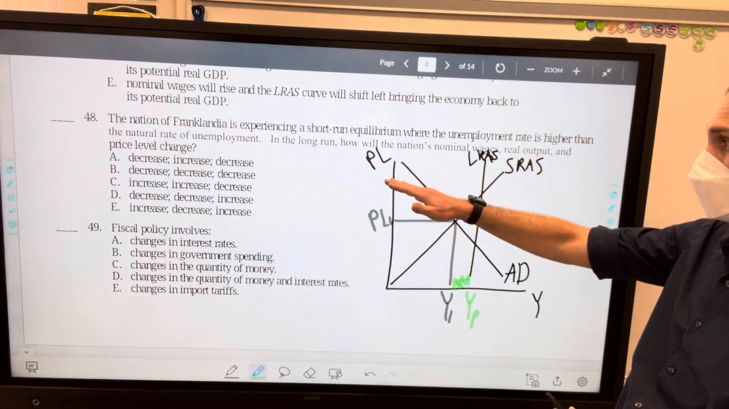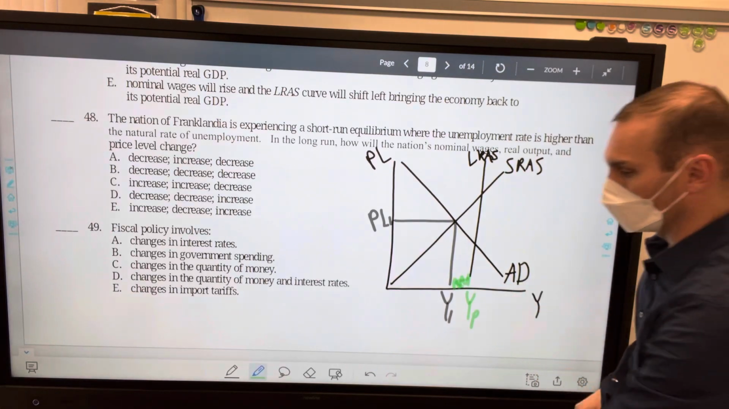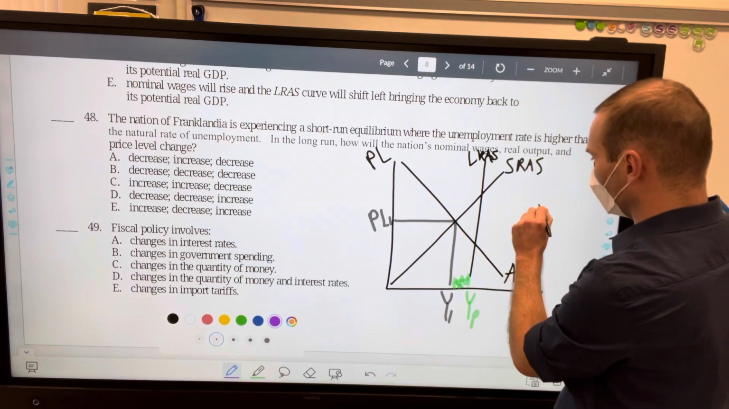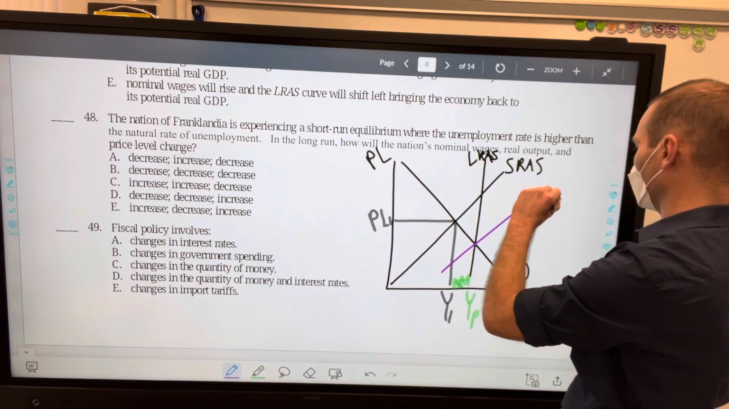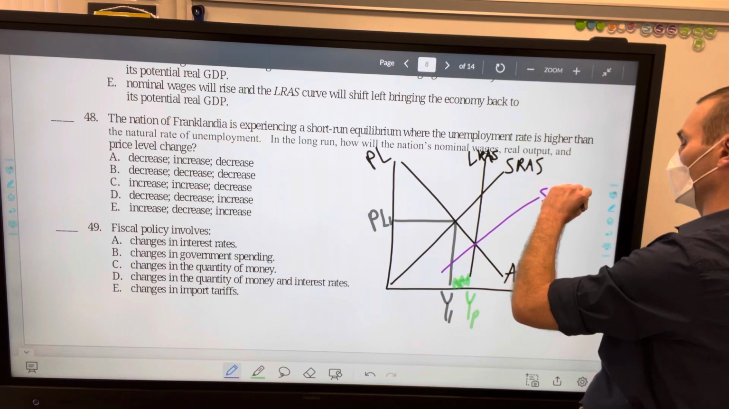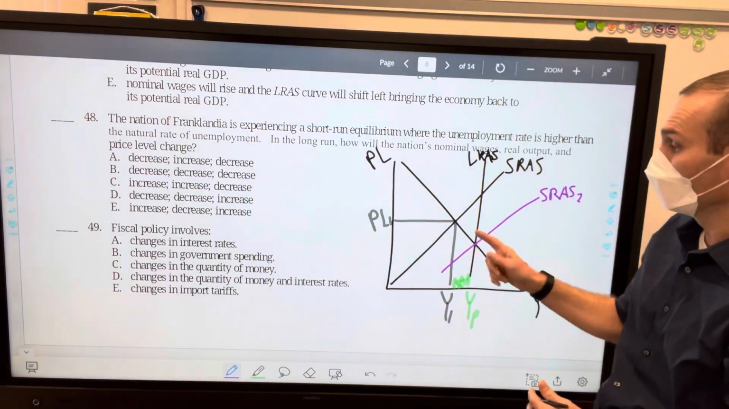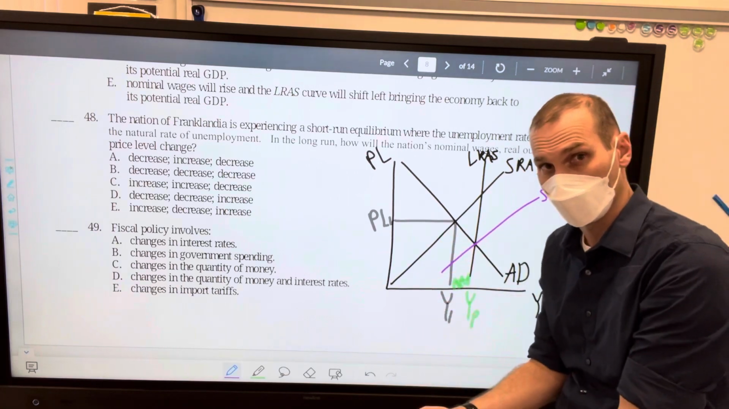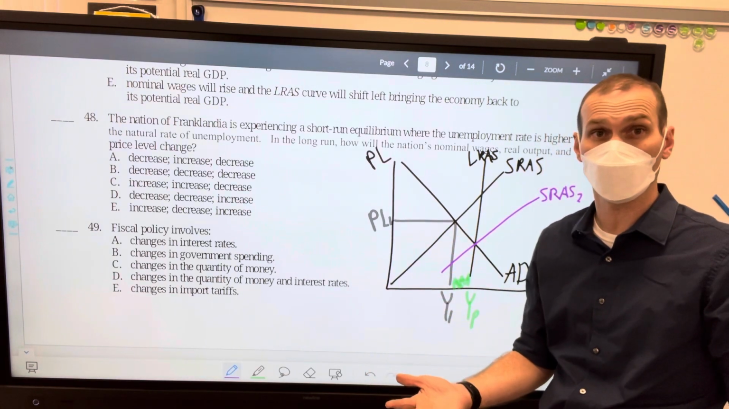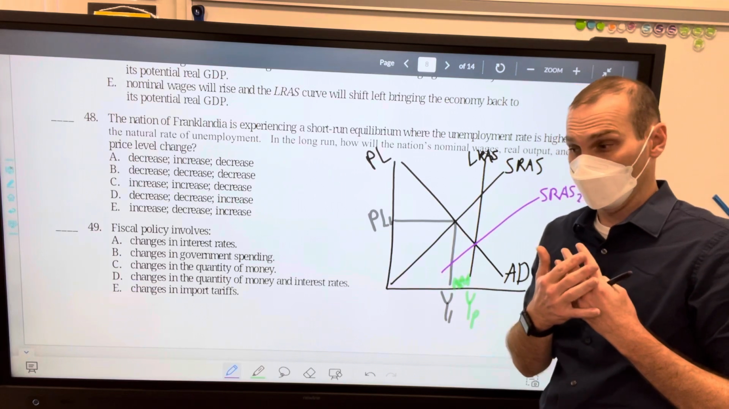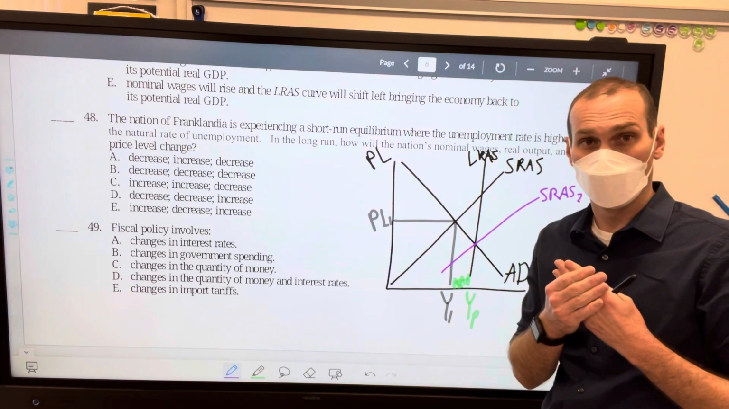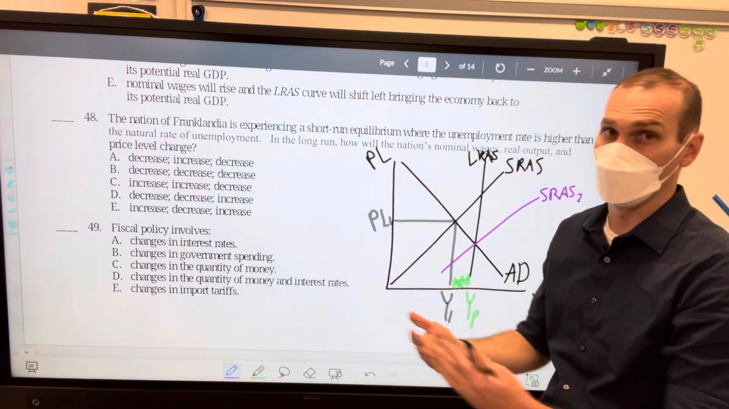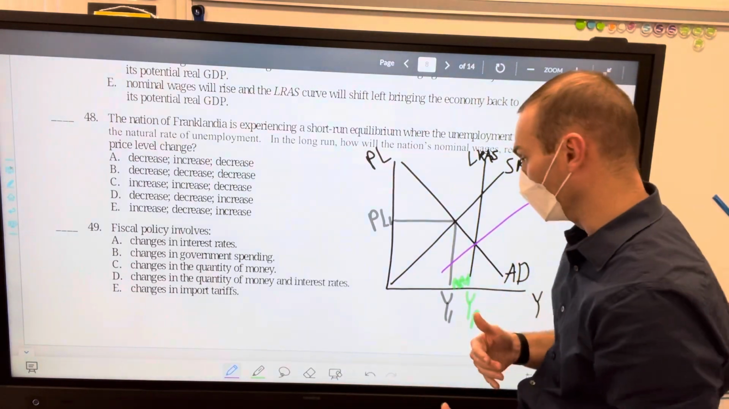So in the long run, we know that short run aggregate supply is going to want to increase. It's going to increase until we get to right here. So it's going to be short run aggregate supply 2. How does this happen? If unemployment's too high, wages get less sticky, people will be willing to work for lower wages because they've been unemployed for so long, and people who had a job would be willing to take lower wages so that they don't become unemployed and end up in that large amount of unemployed people.